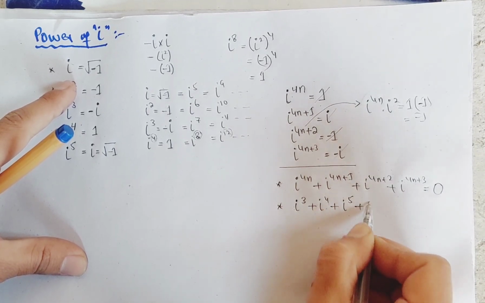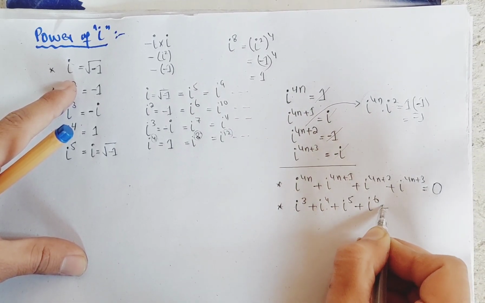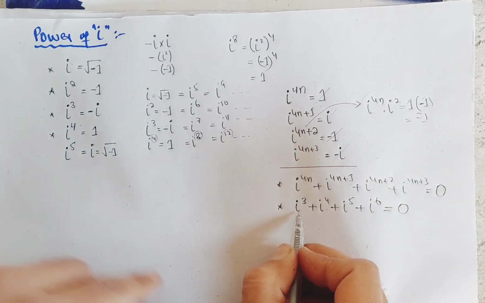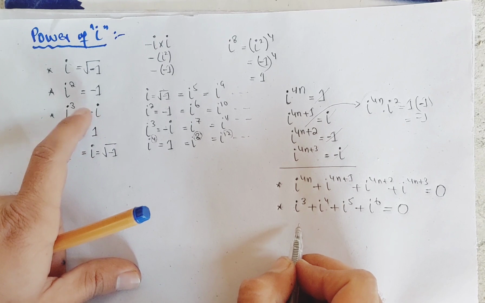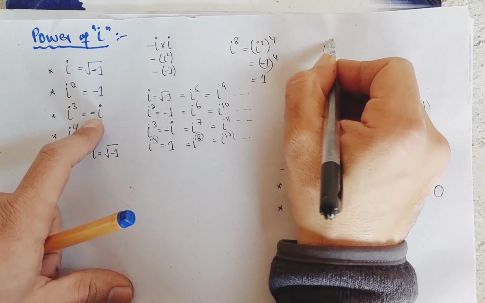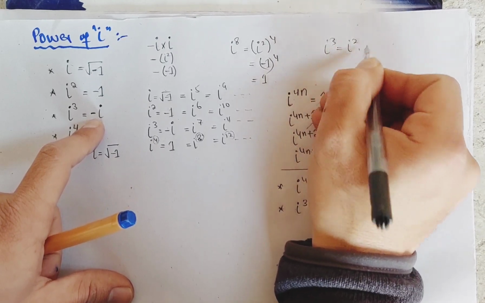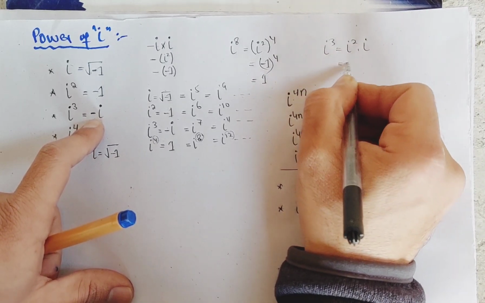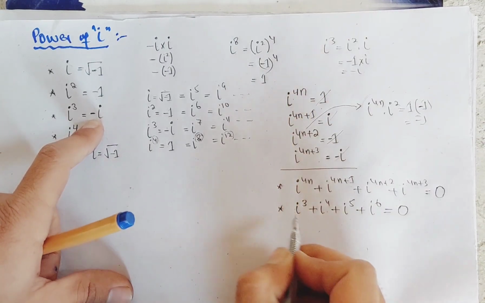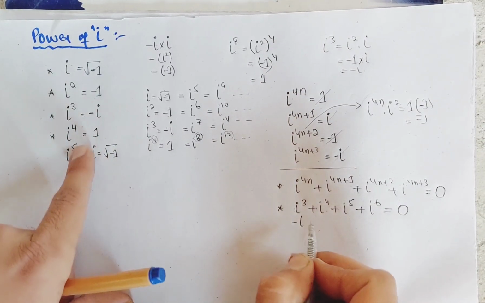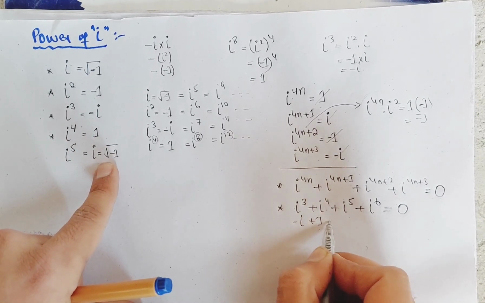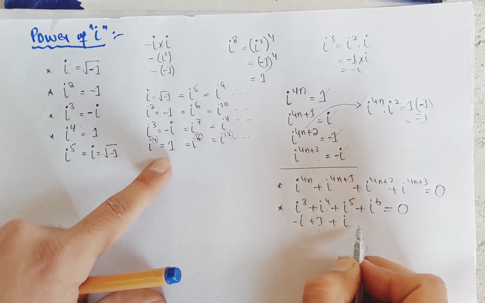What is iota power 3? I have simplified this over here, and you can do it. Iota power 3 can be written as iota square, and iota square is equal to minus 1, multiplied by iota, so definitely minus iota. And iota power 4 is 1, iota power 5 is iota, iota power 6 is minus 1, so you can see this is equal to 0.